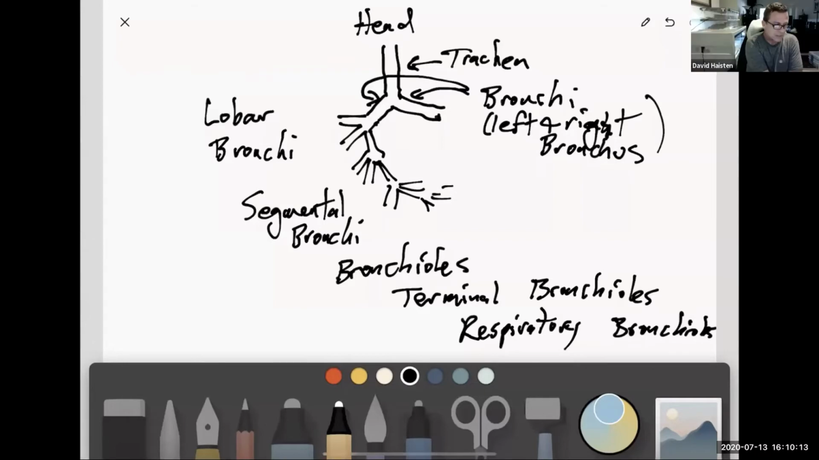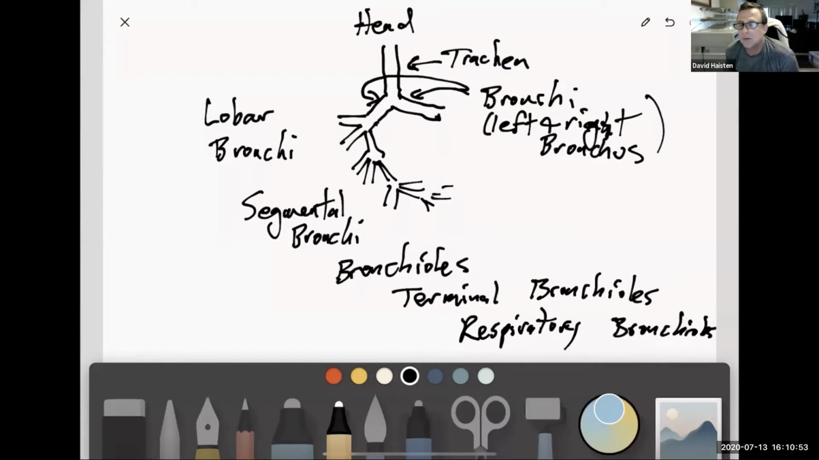Then we're going to split into lobar bronchi, which are also called secondary bronchi, but the lobar bronchi, you have lobes of your lungs. Your right lung has 3 lobes, your left lung has 2. The lobes are superior and inferior. Now, if your right lung has 3, there's also a middle lobe. Okay, so your right lung has 3 lobes, your left lung has 2. So the lobar bronchi, each bronchus goes to a lobe.